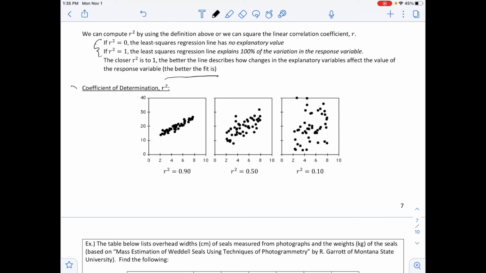We have graphs down below about the coefficient of determination r squared. You can see where r squared is close to 1. And then as it gets farther and farther away from 1, you can see how the scatter plot looks more spread out, and a linear model would not be the best to use to approximate that.